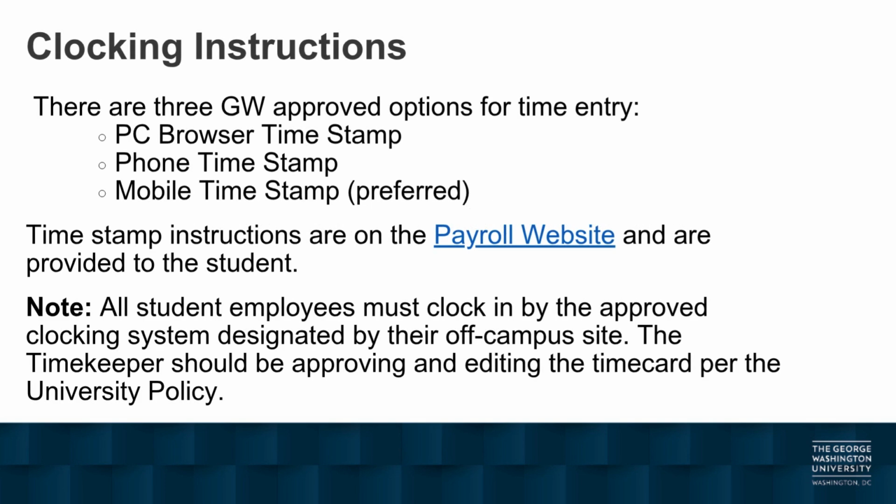Clocking instructions. There are 3 GW-approved options for time entry: timestamps via the PC browser, timestamp via calling in over the phone, and timestamp through the mobile UKG app, which is preferred. Timestamp instructions are on the payroll website and are provided to the student. Note: all student employees must clock in by the approved clocking system designated by their off-campus site. The timekeeper should be approving and editing the time card per the university policy.